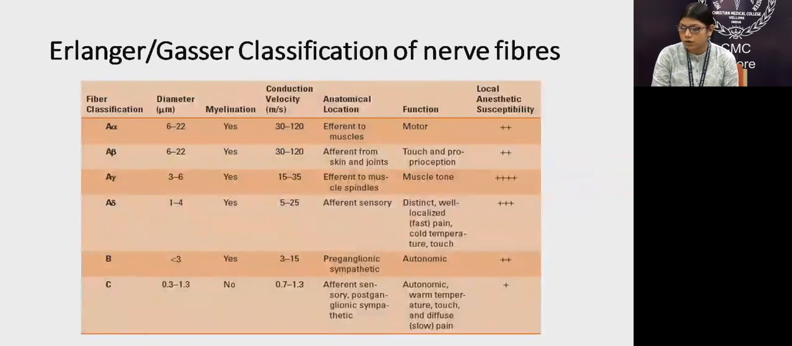So in peripheral nerves, the various nerve fibers are of various types A, B, and C. A is further divided into alpha, beta, gamma, and delta. And each type of nerve fiber subserves different functions. A alpha fibers are predominantly involved in motor functions. A beta fibers for touch and proprioception. A gamma for muscle tone. A delta for pain and temperature. B and C for autonomic, and C is also for temperature and touch as well.